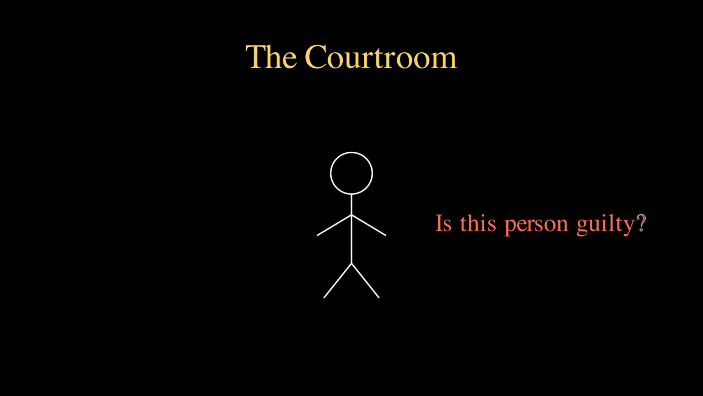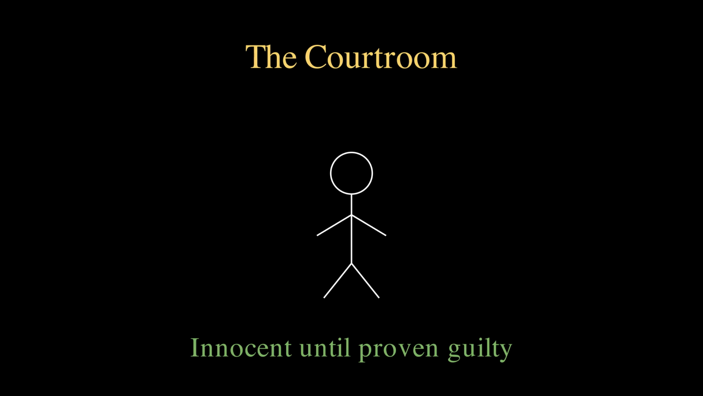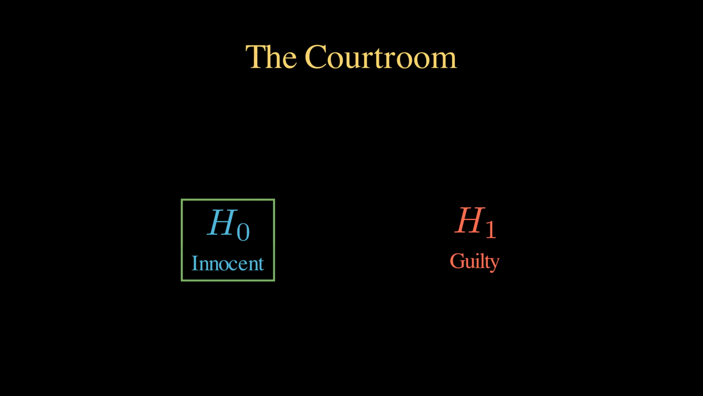A defendant walks into a courtroom. The court doesn't start by asking, is this person guilty? It starts with a presumption, innocent until proven guilty. The burden is on the prosecution to show beyond a reasonable doubt that something is off. Hypothesis testing works the same way. You have a null hypothesis, H0, that's innocent, and an alternative hypothesis, H1, that's guilty. You start by assuming the null is true. Then you look at the evidence and ask, is this enough to reject it?